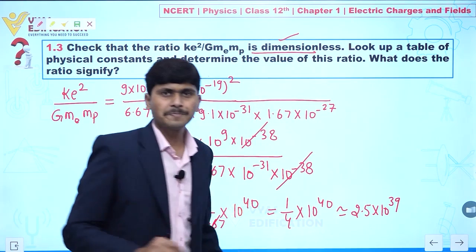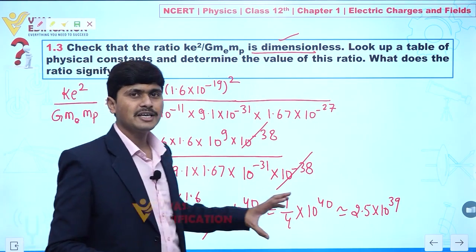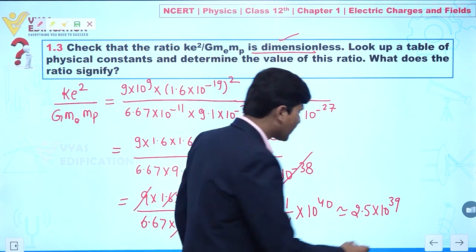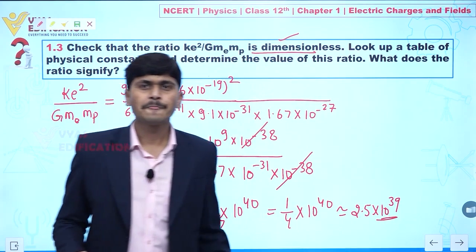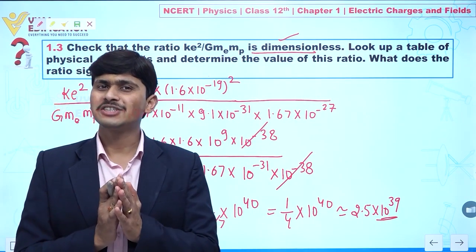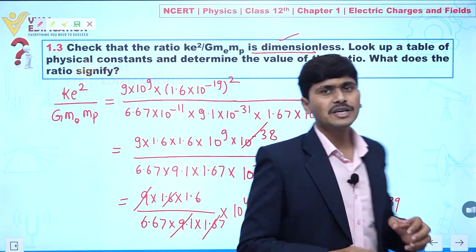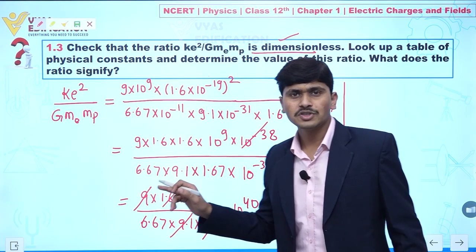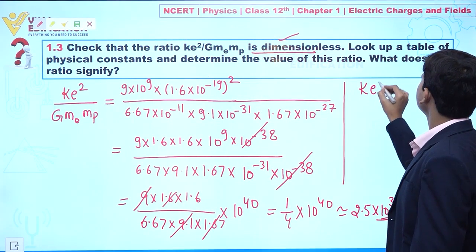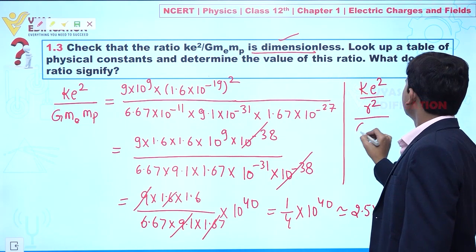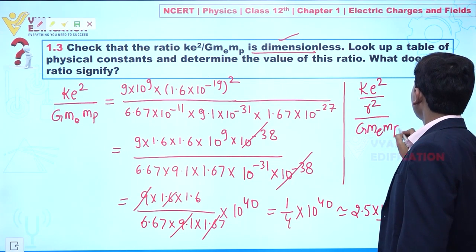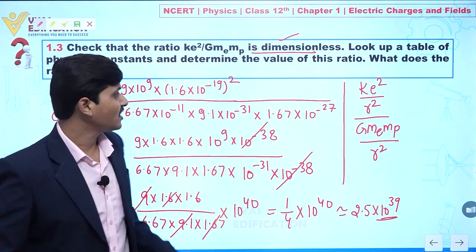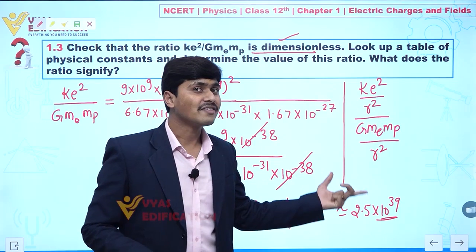This is not the actual result. Yes or no? But from here you can see that we are getting this ratio as 10 to the power 39. So what is the significance of this ratio? If you concentrate on Ke square upon R square, divided by G ME MP upon R square, clear? From here you can say this is defined as the ratio of electrostatic force to gravitational force.